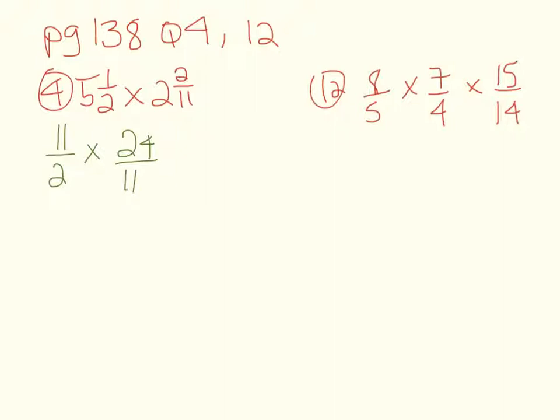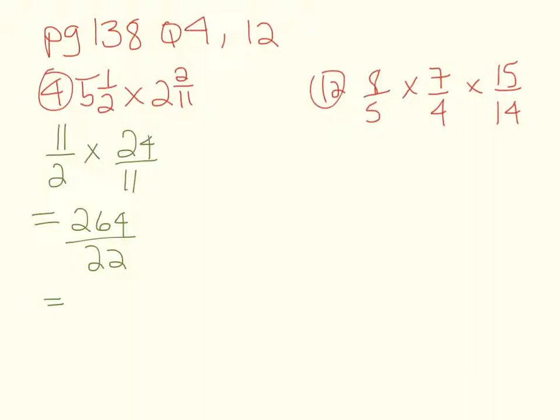And now it's simple to just multiply our numerators together and our denominators together. So 11 multiplied by 24 is 264. Ugh, that's gross. It's such a big number. And 2 multiplied by 11 gives us 22.